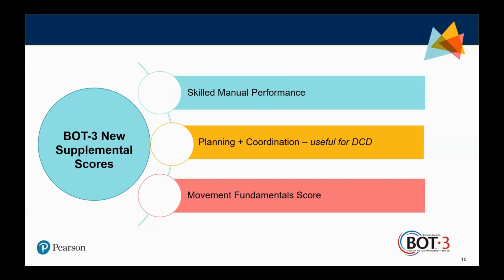So some of the advantages to BOT-3 is that it offers more flexibility when it comes to administration and scoring, and then it offers 3 new supplemental scores. So you've got a skilled manual performance score, which focuses on fine motor precision, integration, and dexterity. You've got a planning and coordination score, which highlights tasks requiring motor planning. So this is particularly useful for identifying like DCD. And then the movement fundamentals score, which is a criterion-referenced measure showing where the student falls on the continuum of fundamental movement skills. That's something that's really relevant, especially for adaptive PE teachers and educational teams.